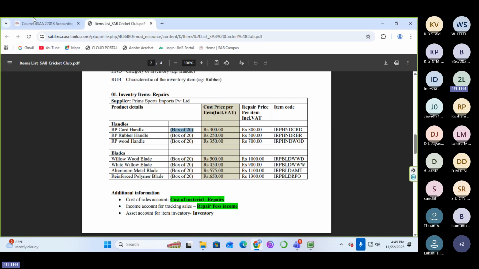Now, with the same format, shall we create all these items? Because all these items are in the same format, same accounts will be debited and credited, and the only difference is the name, code, and the price. Right? Even the buying unit of measure is the same. 20 boxes. All are coming in 20 boxes. Right? So we will create all these items.